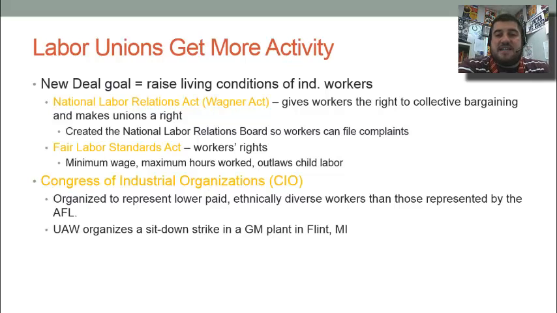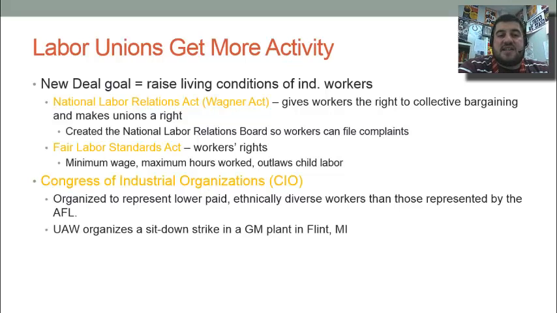Labor unions begin to get more activity now. First, membership was up, then it was down, then it was up, then it was down, now it's going up again. The New Deal goal for workers is to raise the living conditions of industrial workers, and so Congress passes the National Labor Relations Act, or the NLRA, also known as the Wagner Act, which gives workers the right to collective bargaining and makes unions a right that workers have.